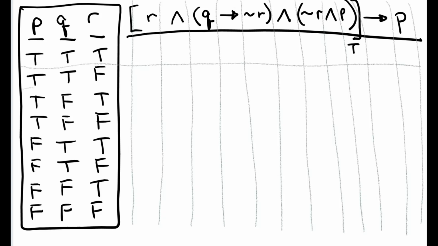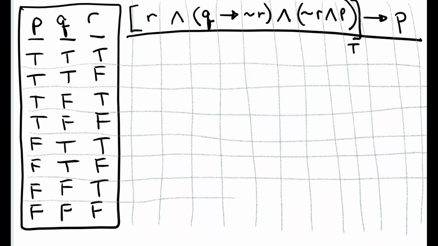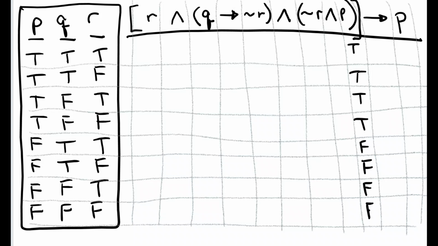Let me draw my rows too. That always helps me. 1, 2, 3, 4, 5, 6, 7, 8. Okay. All right. T, T, T, T, F, F, F, and F. And then copy this P, 4 T's, 4 F's.